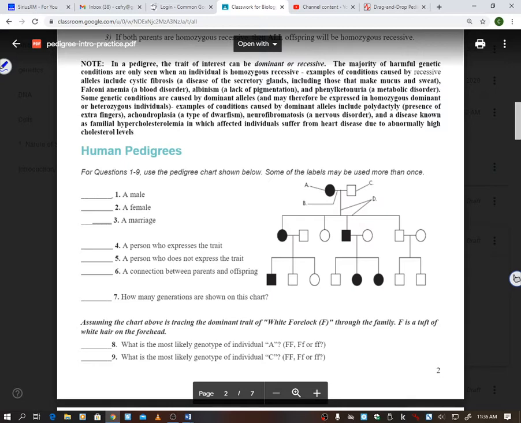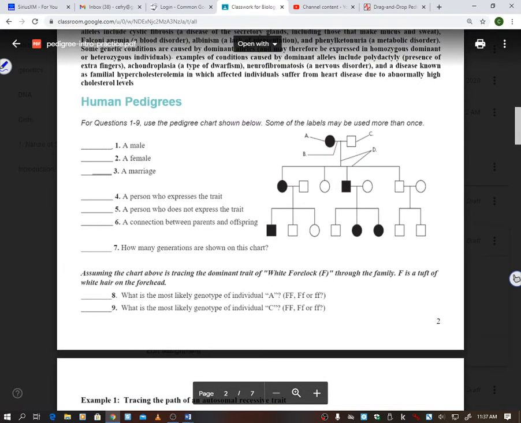Achondroplasia, which is a type of dwarfism, is actually a dominant gene. So if somebody with that type of dwarfism ever has babies, they're going to be dwarfs. Neurofibromatosis is a nerve disorder. It's also dominant. And there's also a disease that affects cholesterol levels. It's dominant. So once again, you look through your family trees. Looking at a family tree, you can sometimes guess as to whether it's going to be dominant or recessive anyway.